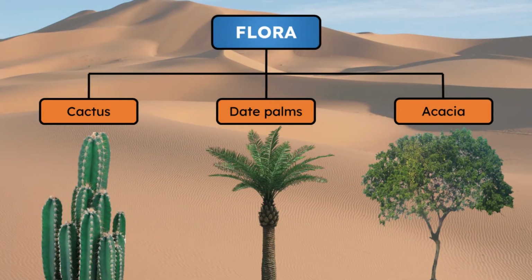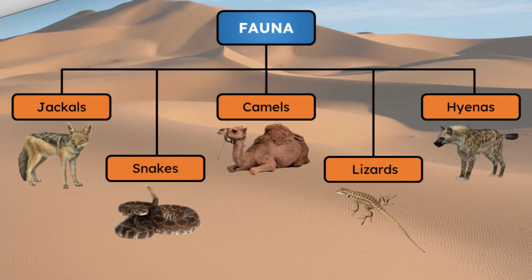So flora refers to plants. These three are the major plants that you can find in the Sahara Desert: cactus, date palms, and acacia. Fauna refers to wildlife of a place. The common fauna found in the Sahara Desert are jackals, snakes, camels, lizards, and hyenas.